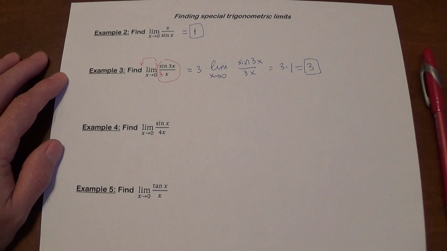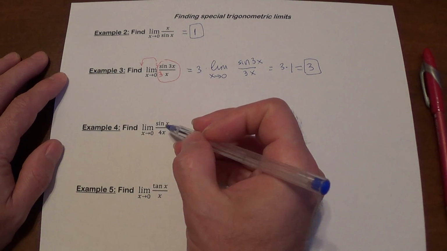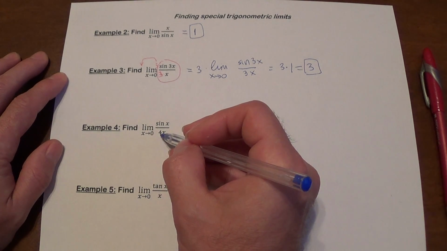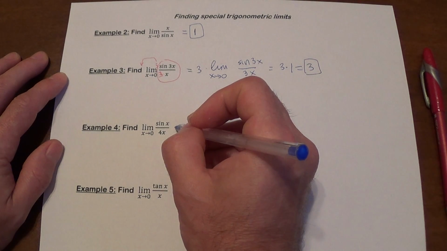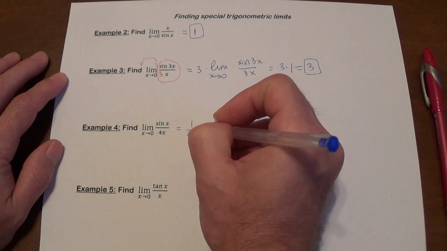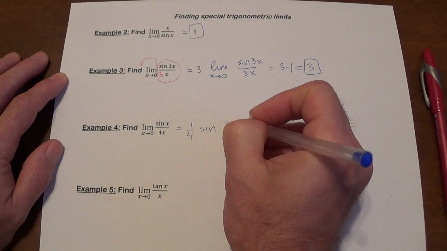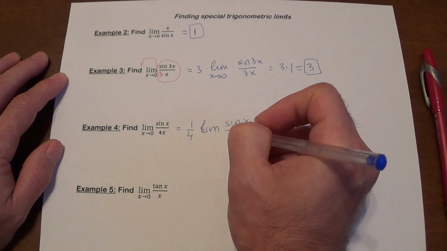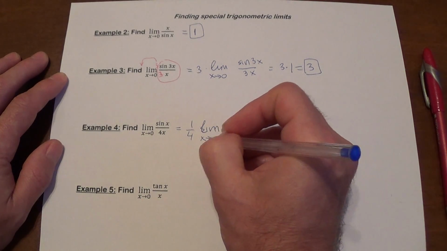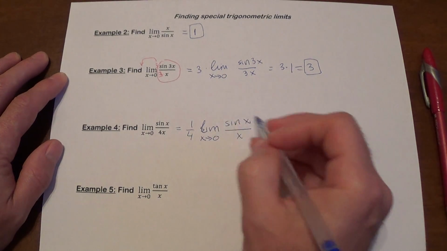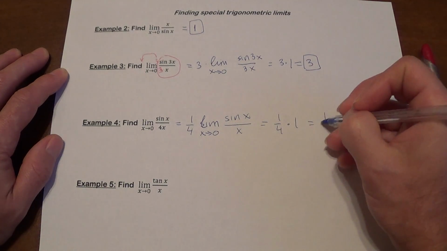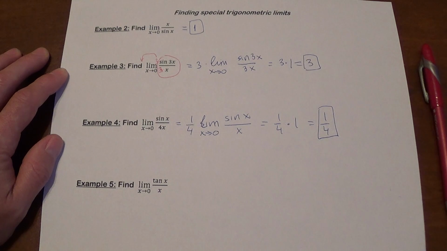For example 4, we have sine x over 4x. It's a little bit easier. All you need to do here is take 1/4 out. Oops, I'm sorry, that's the limit of sine x over x as x approaches 0, and this whole thing is 1. So we have 1/4 times 1, which is 1/4.